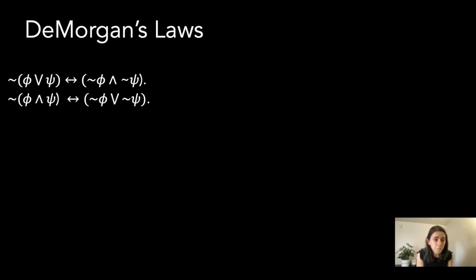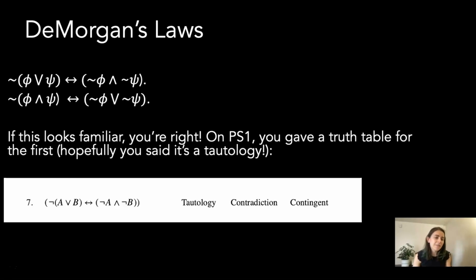The other part of De Morgan's law is that negation of phi and psi implies the negation of phi or the negation of psi. And the reverse, negation phi or negation psi, implies negation parentheses phi and psi. The idea here is just that when we distribute a negation across an and or an or, they flip to an or an and respectively. Similarly, if we want to pull out a negation, we'll have to flip an and to an or, an or to an and.